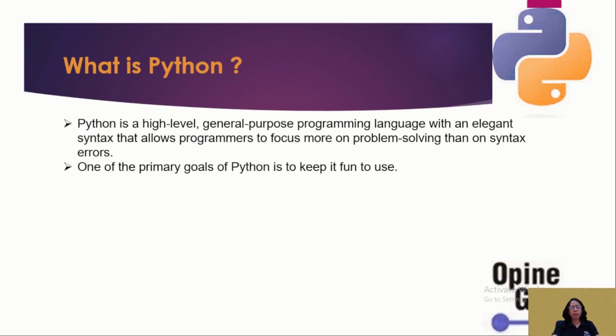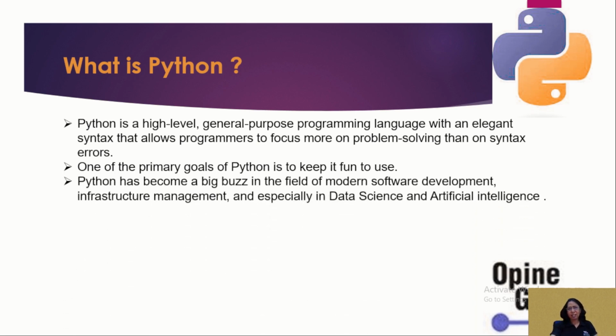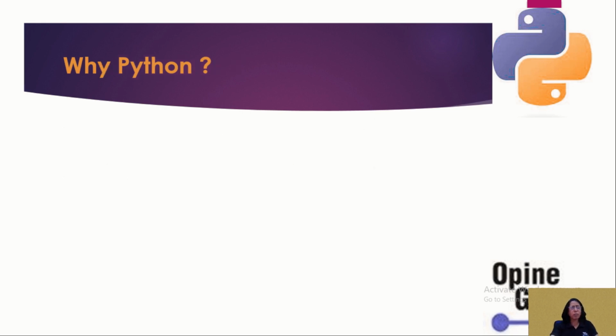Guido van Rossum was the person who invented Python, and one of his aims was to keep it fun to use, especially in the field of scientific development. But later on it became more and more popular, and today every year a new version comes up in Python. Now it has become a big buzz. Every person and every company is talking about Python and wants to shift to it, especially people working in data science, data analysis, artificial intelligence, machine learning. Everybody is using Python.